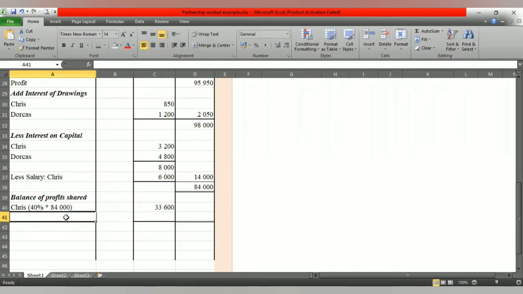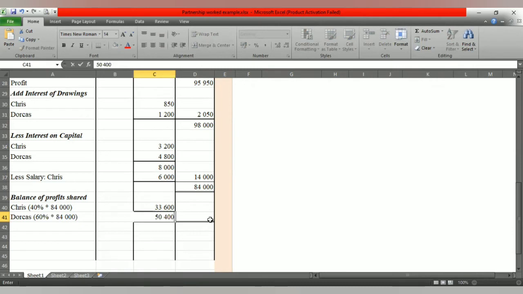When we find 40% of 84,000, we get a value of 33,600. And we're going to do the same for Dorcas, but remember, based on calculation earlier, Dorcas is to get 60% of the profit. So 60% times the profit of 84,000, and that gives us a value of 50,400. Now, when you add those two together, you should get back the same value of profit that you have shared, and that is 84,000.